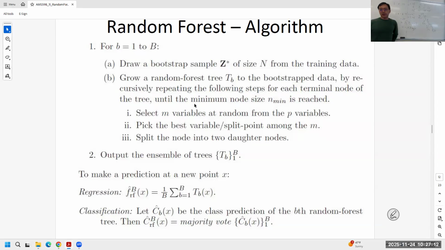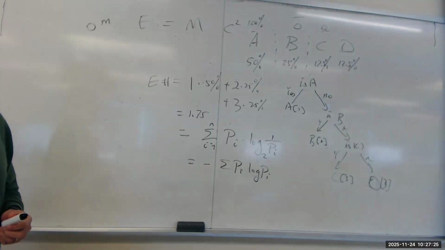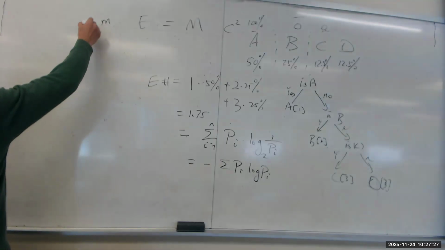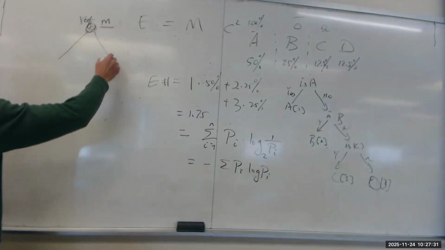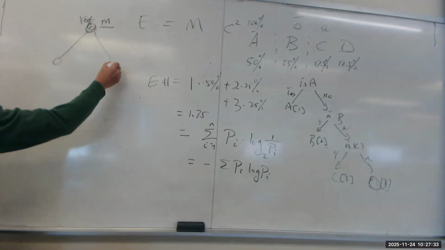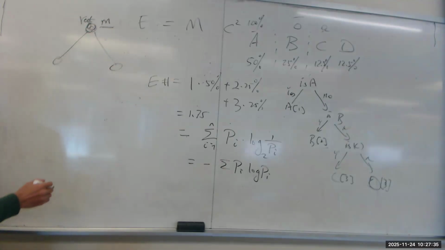Here is a weird thing. When you grow the random forest tree, for the first node, you choose M variables. This is different. This is a root node. You choose M variables, and you grow it into two subnodes, child nodes.